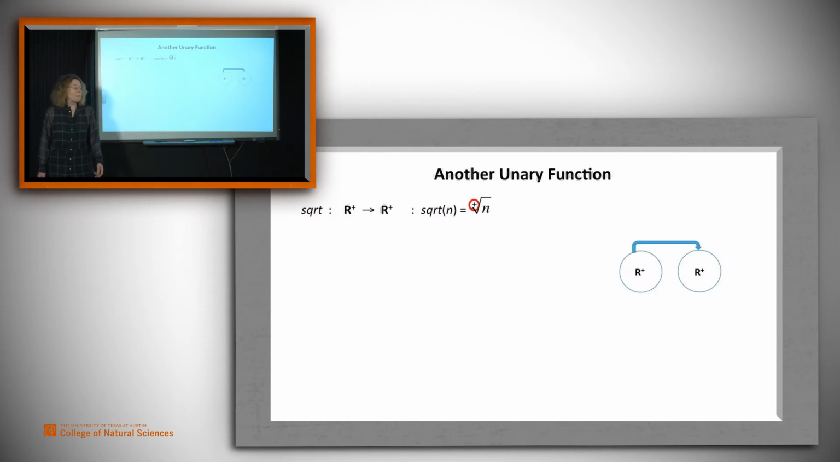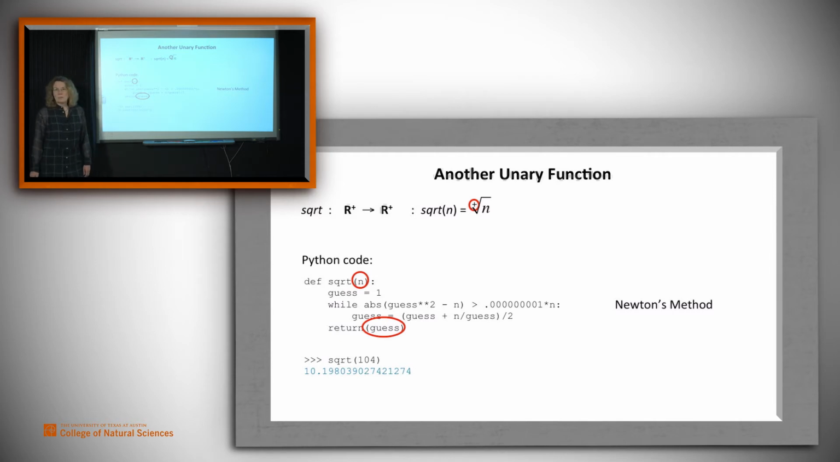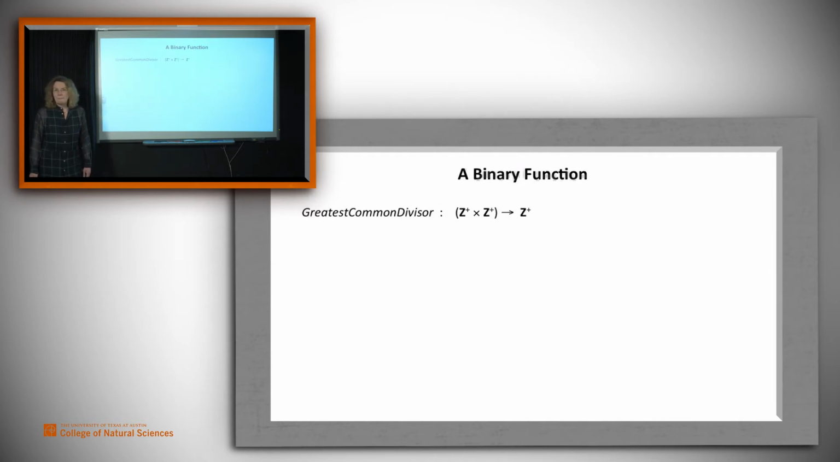All right, and so we map from the positive reals to the positive reals. And here's another piece of Python code. It takes in one number, returns one number. In case you care, if you want to look at this code, it uses a cool algorithm called Newton's method. But you don't need to know that if you just want to compute square roots. So you can invoke this function. You can say square root of 104, and you get back a number that's a little bit bigger than 10, which is what you'd expect.